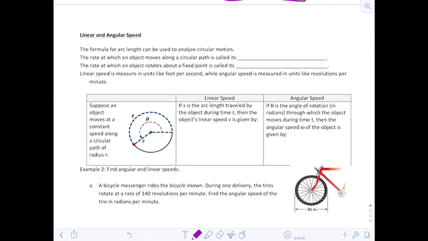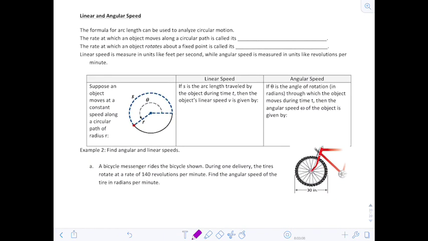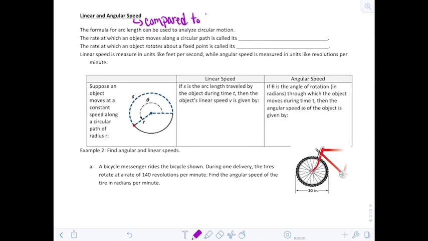Okay. So linear and angular speed. As we look at the difference between linear and angular speed, first of all, we want to realize that whatever speed we talk about, it's always compared to time. So any kind of speed will always be in comparison to time. The formula for arc length, which we've looked at before, is going to be used alongside these two formulas. We've learned that arc length is r times theta.